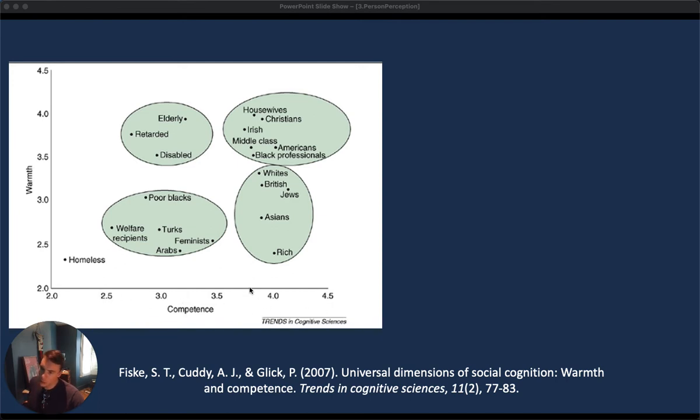Then you can see the other, where it's like, okay, what happens if you're really high in competence and low in warmth, right? And we talk in a second about why people have these, but this is the rich, the Asians, the Jews, the British, the whites, right? So they think, okay, they seem to be very highly competent, but not very likable, not very trustworthy, not very morally sound, right? You can immediately think about this kind of stereotype about the bad rich person, right? Rich people can't be good people.